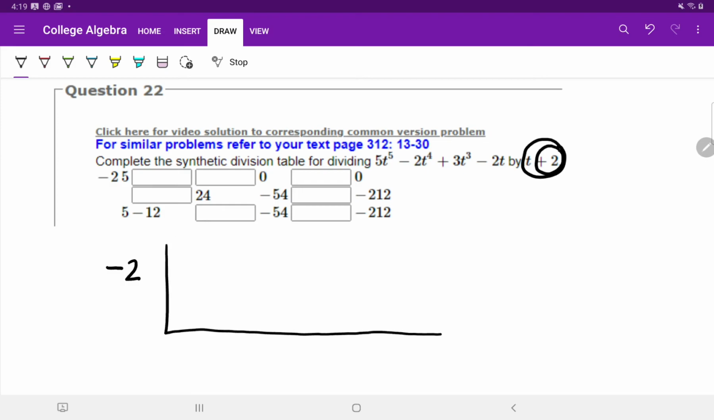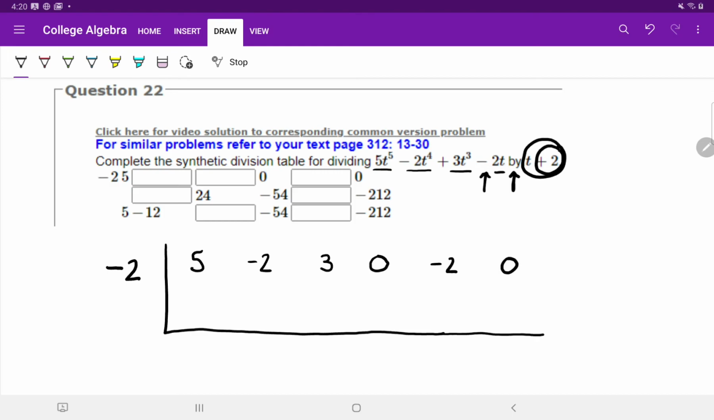And now I'm going to draw a big bracket, and we're going to fill in our coefficients. So we start with 5t to the 5th. We put a 5 here. Then we have negative 2t to the 4th. Then we have positive 3t cubed. Then notice there's no t squared term. We skip over that. So I have to put a 0t squared, and then a negative 2t. And again, there's no constant term. So I have to put a 0 for my constant term.